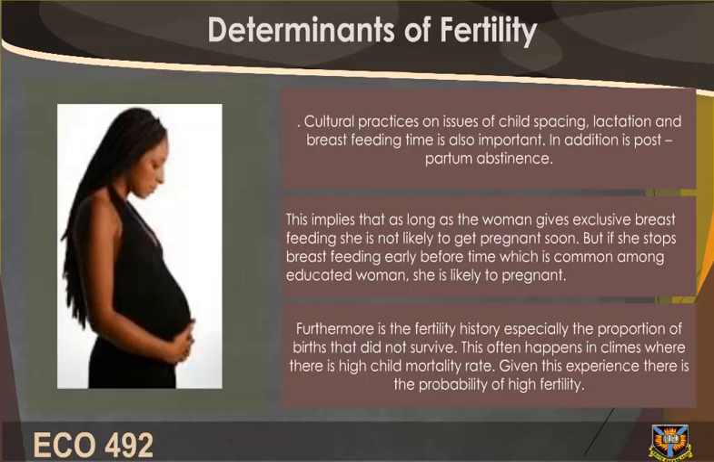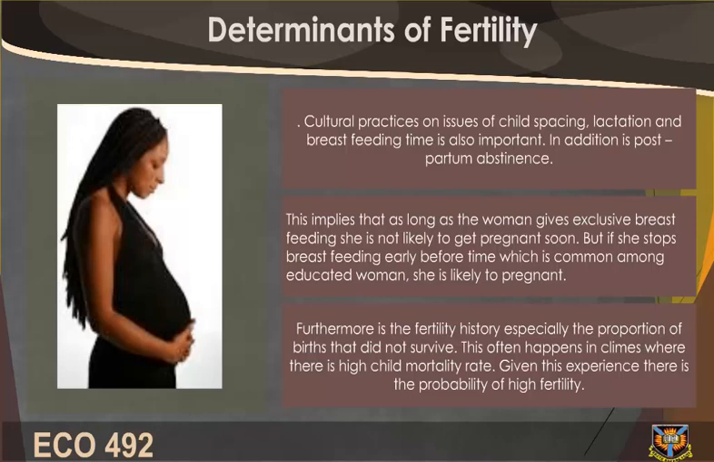Cultural practices on issues of child spacing, lactation, and breastfeeding time are also important. In addition is postpartum abstinence. This implies that as long as the woman gives exclusive breastfeeding, she is not likely to get pregnant soon. But if she stops breastfeeding early, before time, which is common among educated women, she is likely to be pregnant.